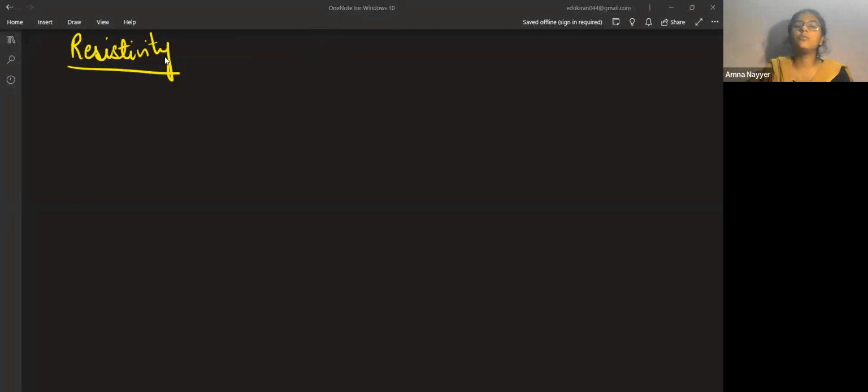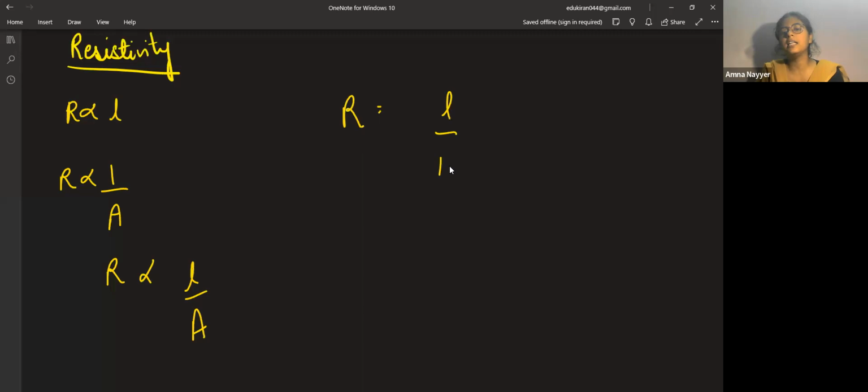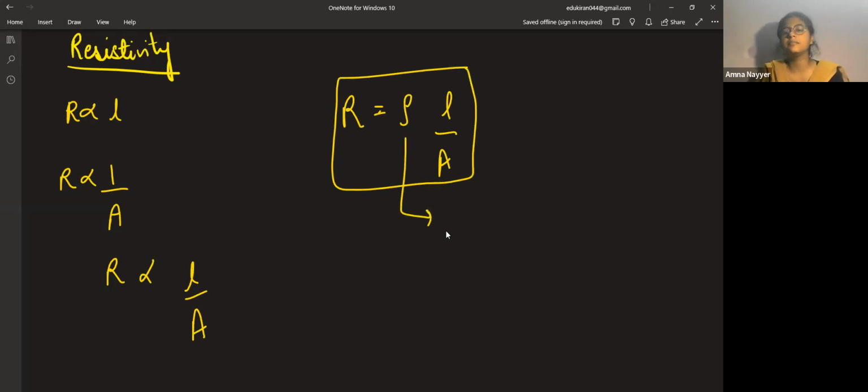So what factors was resistance depending upon? Firstly, it was depending upon length, and then upon area of cross section. Temperature we'll see separately, and nature of material is a theoretical point, so you don't need a formula for that. Now if I combine this, R becomes directly proportional to L by A. Again, I'll remove the proportionality sign and put an equal to with a constant. Here, the constant that comes is known as resistivity.